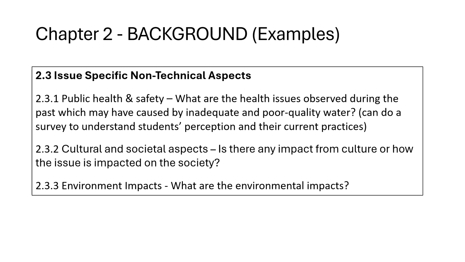Then you come to 2.3, the issue specific non-technical aspects. So we already know that there are three areas we are looking at: public health and safety. So you can write that under 2.3.1. What are the health issues observed in the past which may have been caused by inadequate and poor quality water, right? So you can do a survey to understand students' perceptions and their current practices. Are the students drinking sufficient water in school?